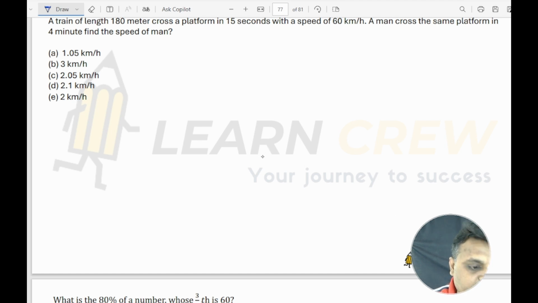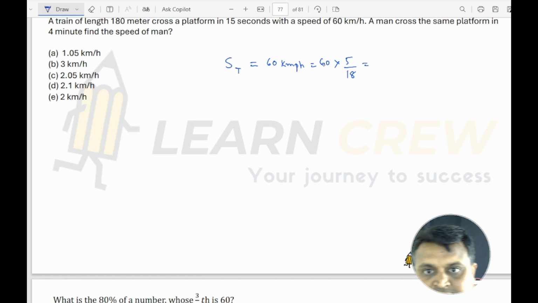So here, see what is given. The speed of the train is 60 km per hour. If I convert this into meters per second, 60 into 5 by 18.